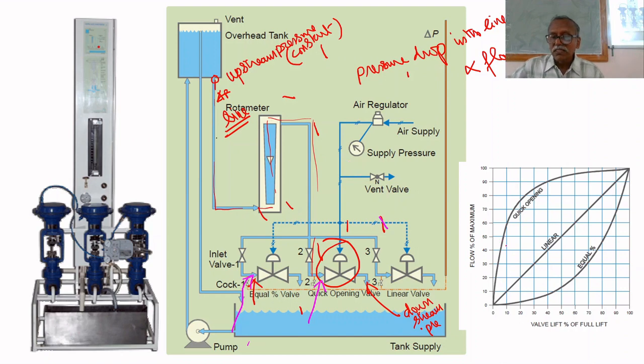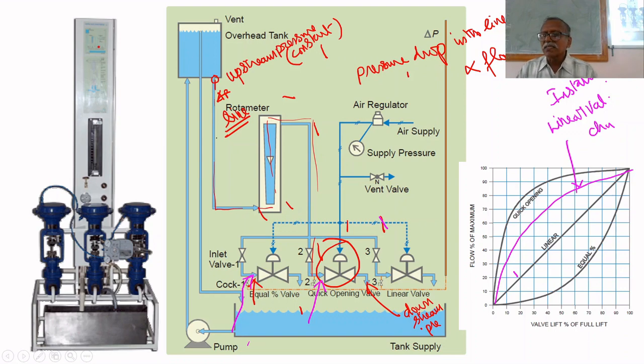Therefore, you designed a linear valve. Linear valve means what? If the pressure drop across the valve is constant, then it behaves like linear. If you install that, the characteristics will look like this. This is a linear valve, not linear characteristics. Linear valve characteristics under installed condition: under installed condition, the linear valve becomes quick opening.